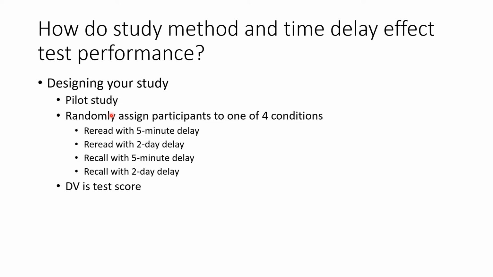We're going to randomly assign participants to one of 4 conditions. Some people will study by rereading and then take a test 5 minutes later. Some will study by rereading and take a test 2 days later. Some will study by trying to recall information that they've already studied and then take a test 5 minutes later, and then another group will study by testing themselves, recalling again, and then take a test 2 days later. And of course, the dependent variable is their test score.